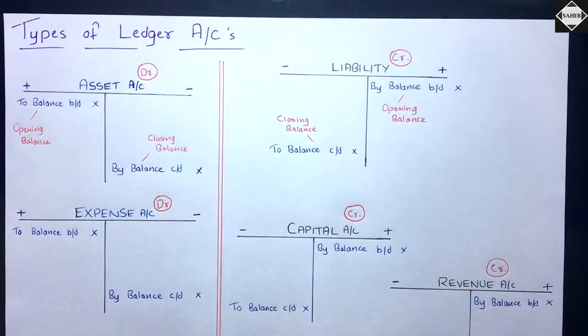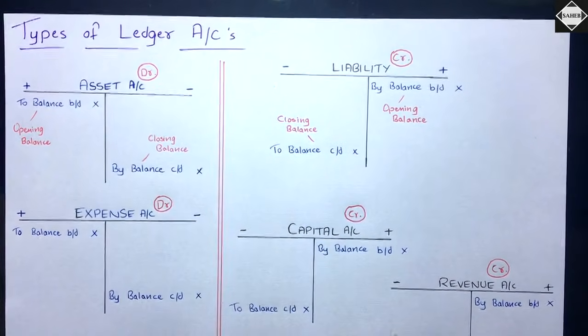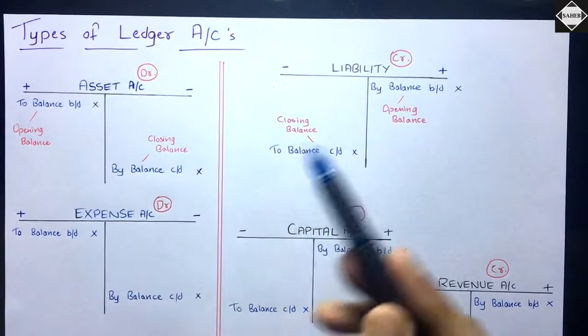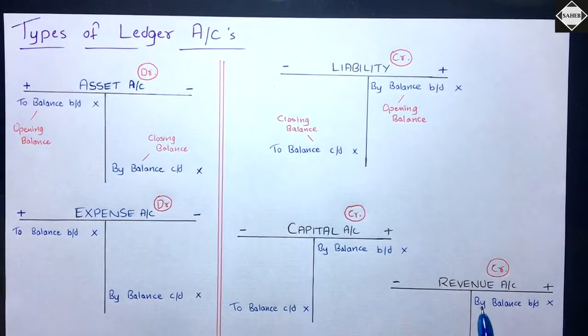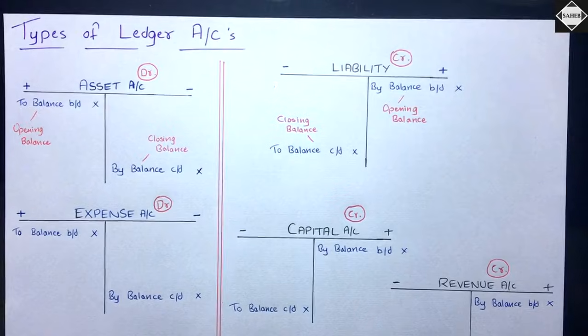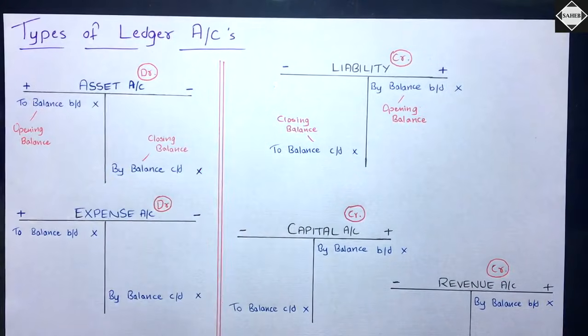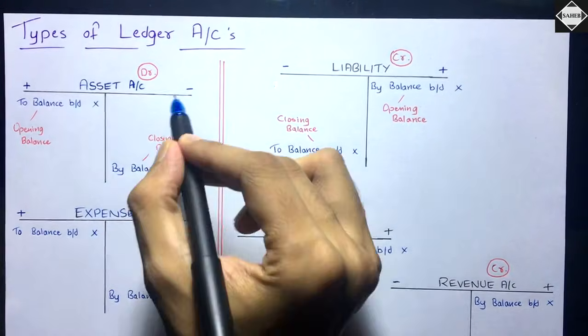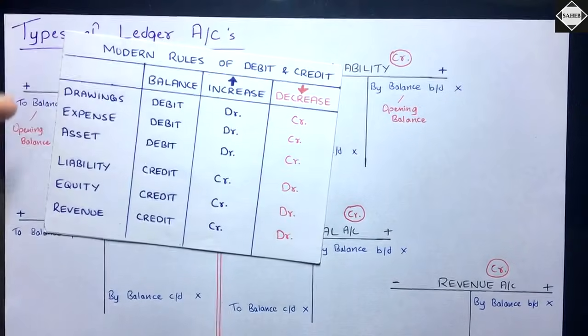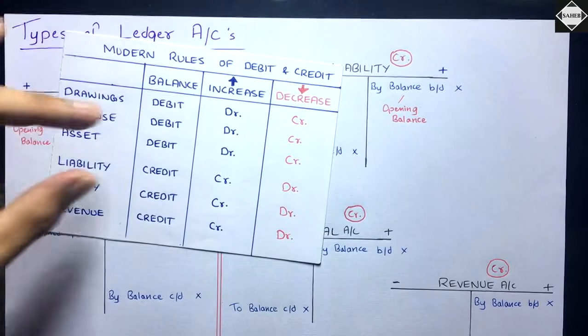Here we have 5 different types of ledger accounts, as you can see: asset account, expense account, liability account, capital account, and revenue account. You have to be perfectly clear with the nature of these accounts and the balances they have. Asset account and expense account have debit balances. To increase them, you debit them. To decrease them, you credit them, isn't it? Drawings, expense and asset, DEA, have debit balance.